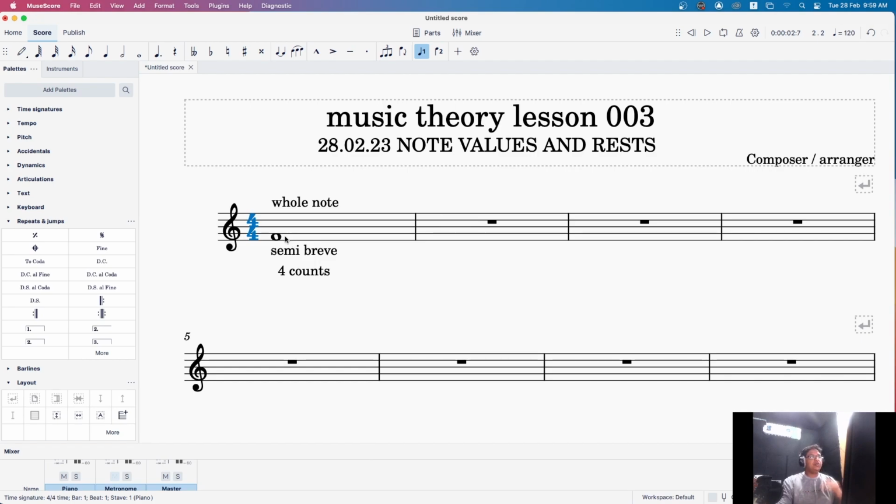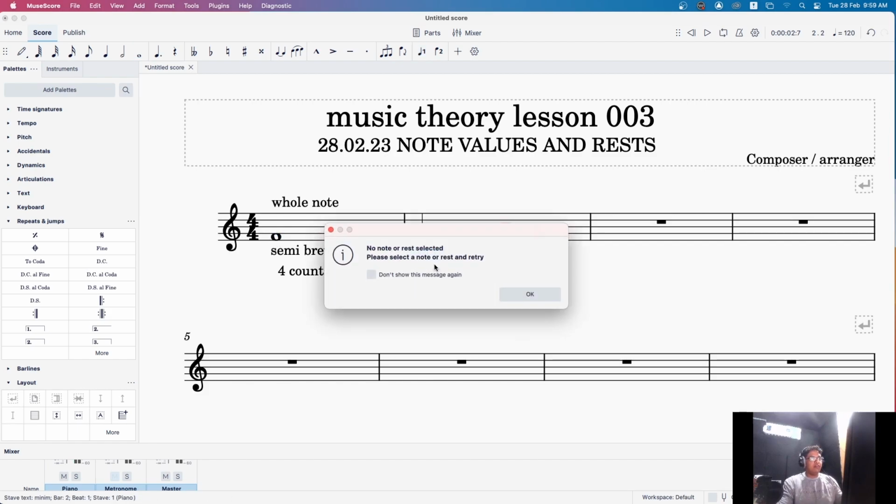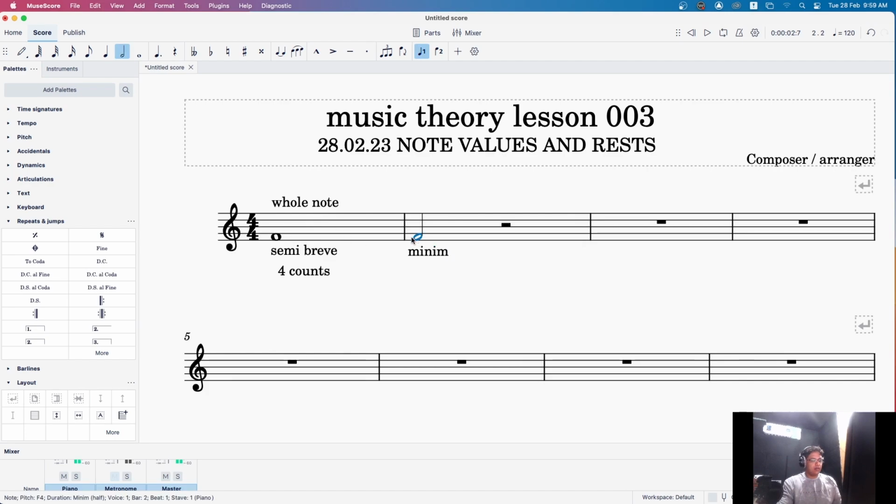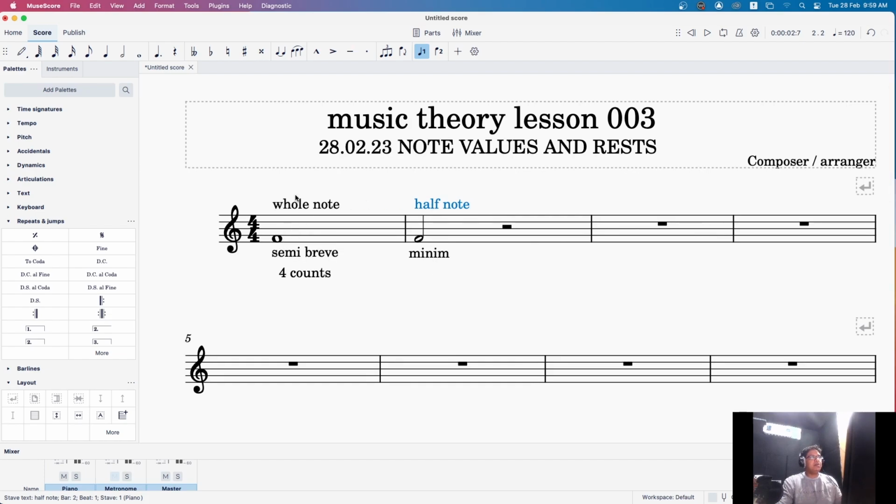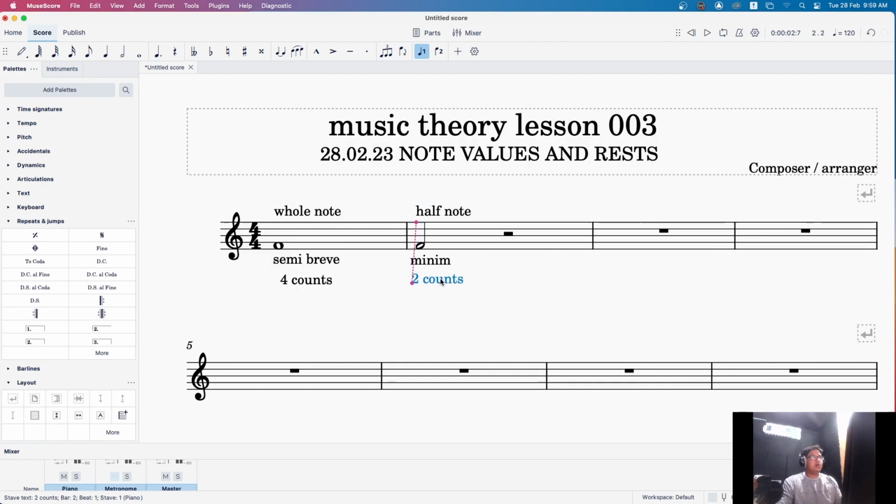Next to this, we have a minim. This is called a minim. The other name for minim is half note. Semi-breve is whole note, minim is half note, and this is about 2 counts.